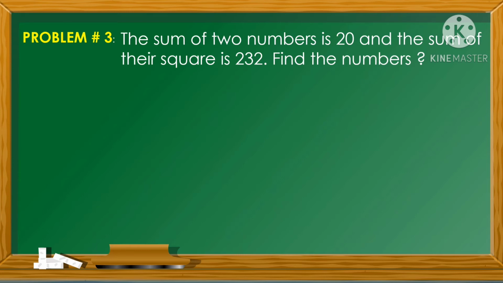So, you have a compound sentence. The first sentence is the sum of two numbers is 20. And the second simple sentence is the sum of their squares is 232. So, we'll use the first simple sentence for our representation. Okay? So, let's say x is the first number because we're looking for the two numbers.